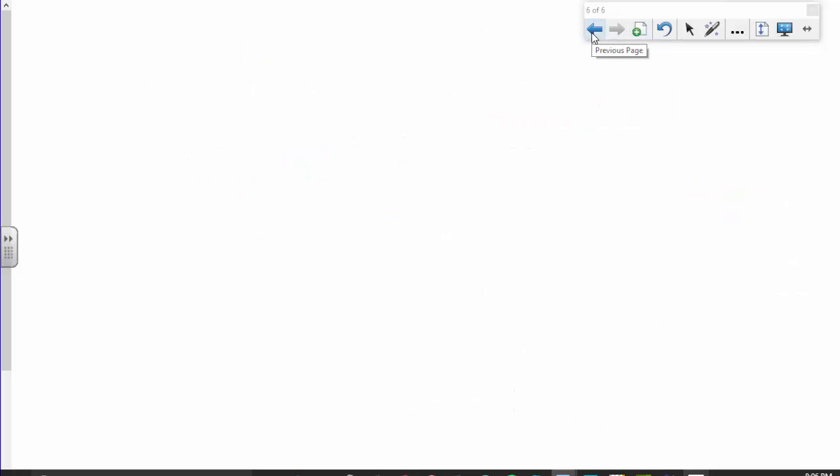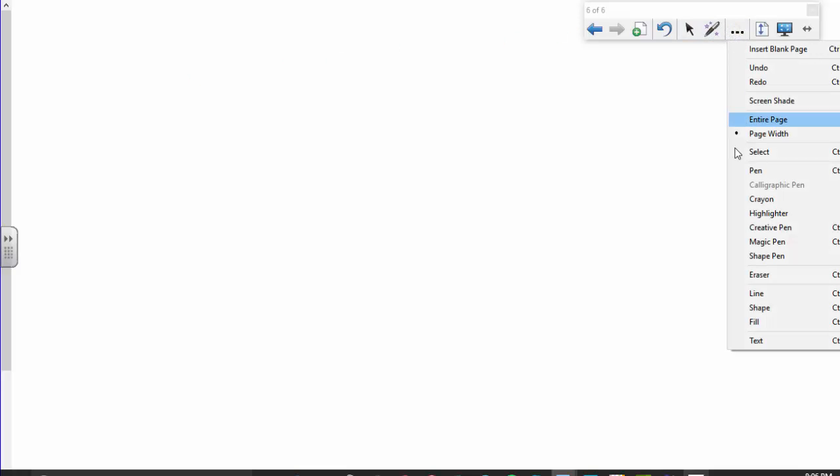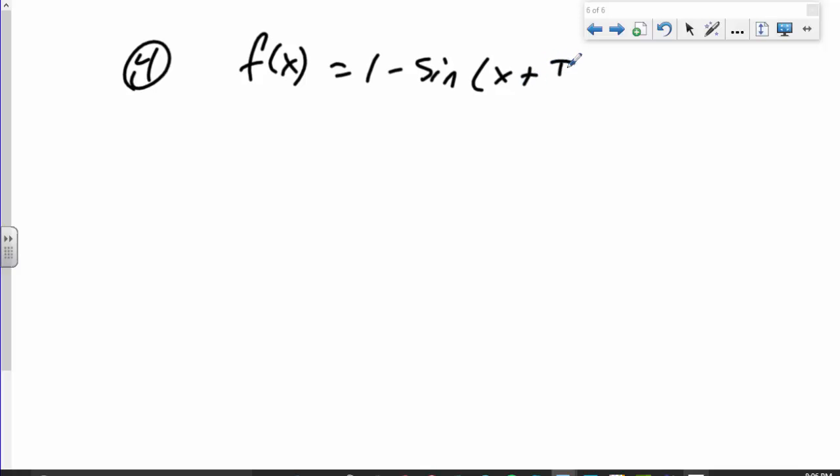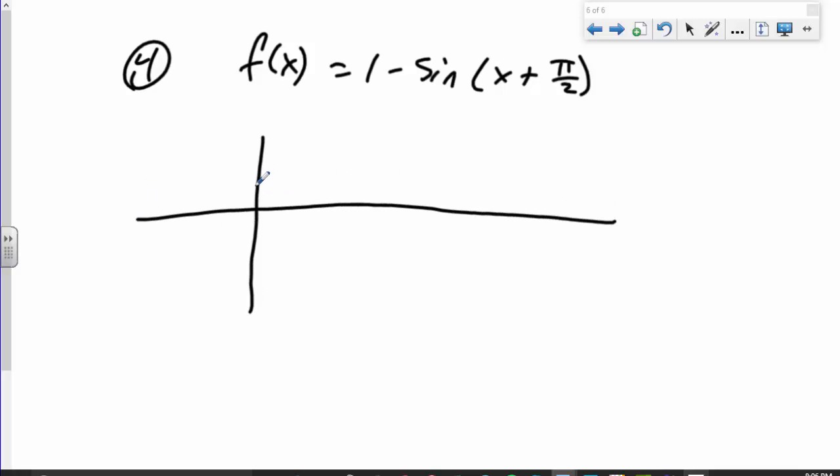I think we're almost halfway done, I think. All right, so let's do number 4. Let's go back to this, number 4. Okay, this is f of x is equal to 1 minus sine of x plus pi over 2. And we have this. Draw it out. Do just a quick couple of hash marks.